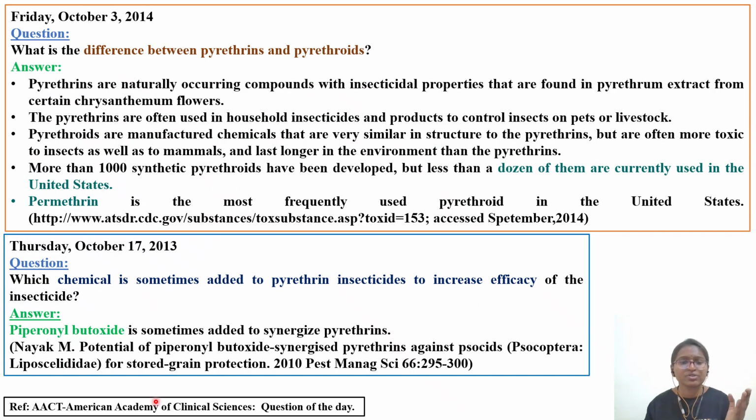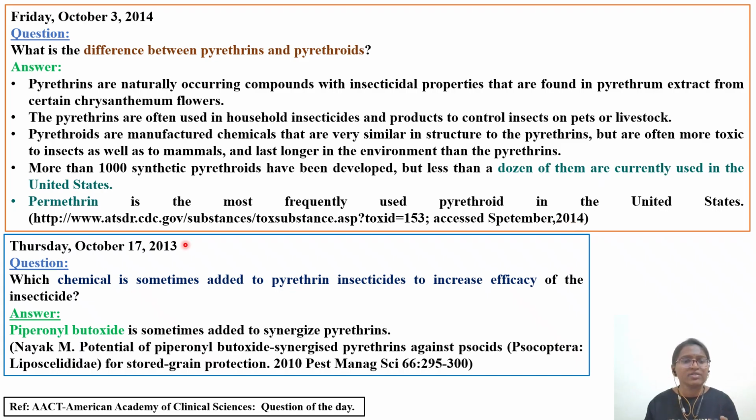Another question is also taken from the American Academy of Clinical Toxicology, question of the day. This question is from the year 2014. What is the difference between pyrethrin and pyrethroids? In our video we have already discussed all the differences. Important thing you remember: more than 1,000 synthetic pyrethroids have been developed, but less than a dozen of them are currently used in the US market. Okay, permethrin is the most commonly and frequently used currently in the US as per this particular reference.